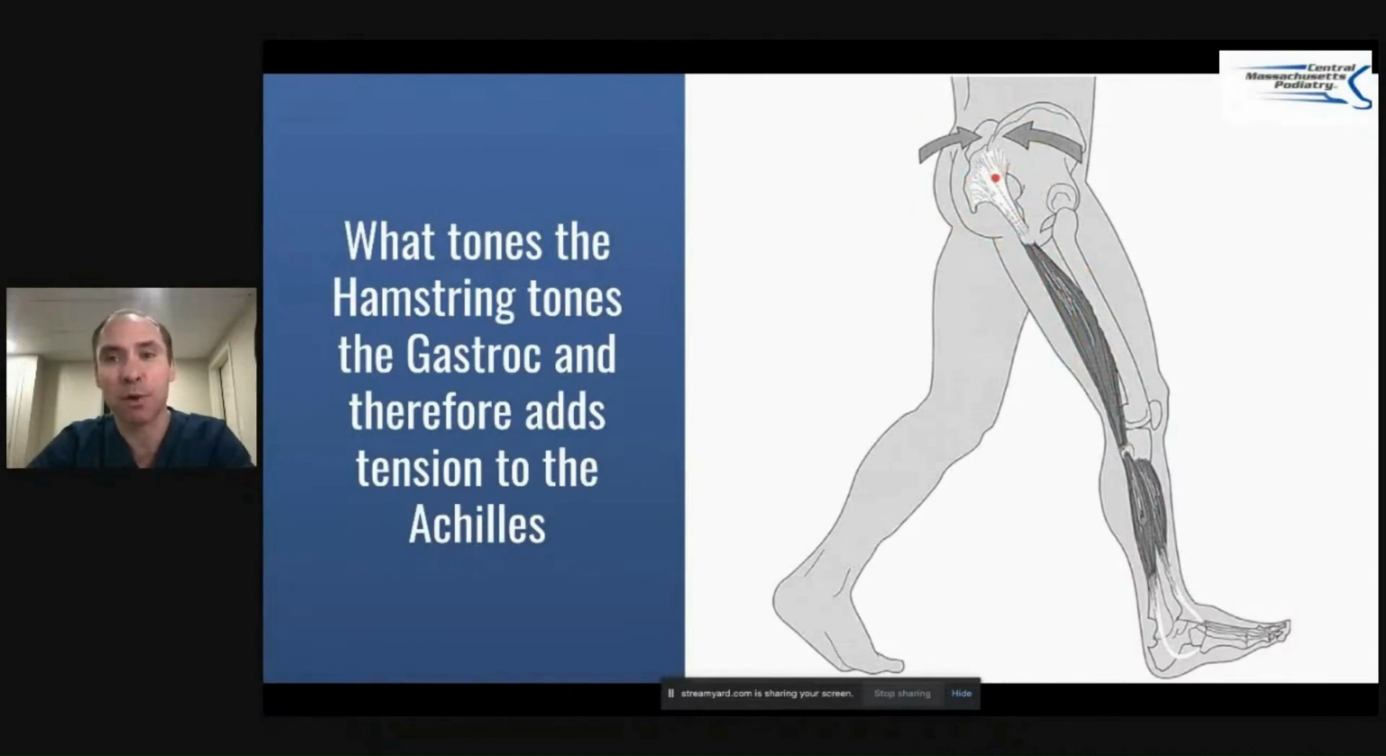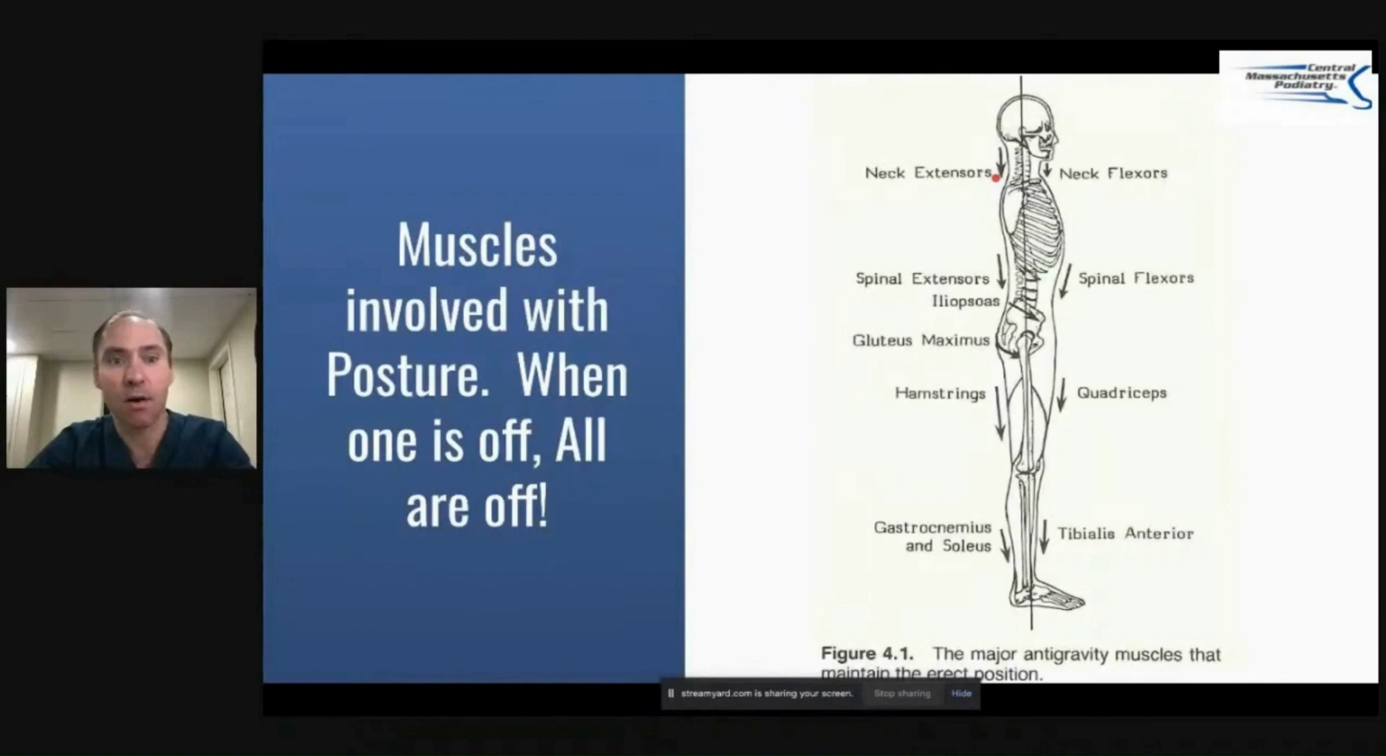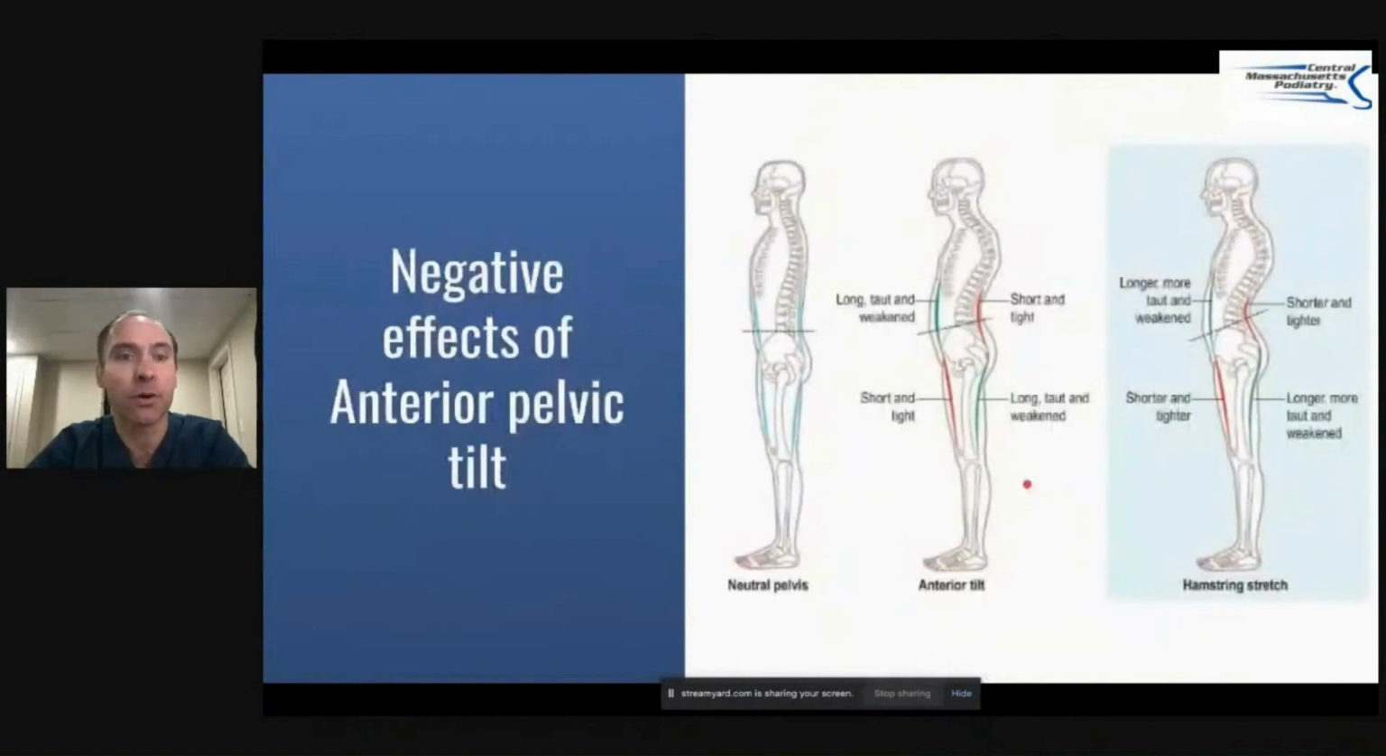Once again, I don't primarily deal with this, but I do refer out for physical therapy. And everything that's involved in posture can affect it. So if you have tightness in different areas in your body, this can all affect the Achilles. A lot of times the problem isn't the Achilles, the problem is how you're moving over your foot.